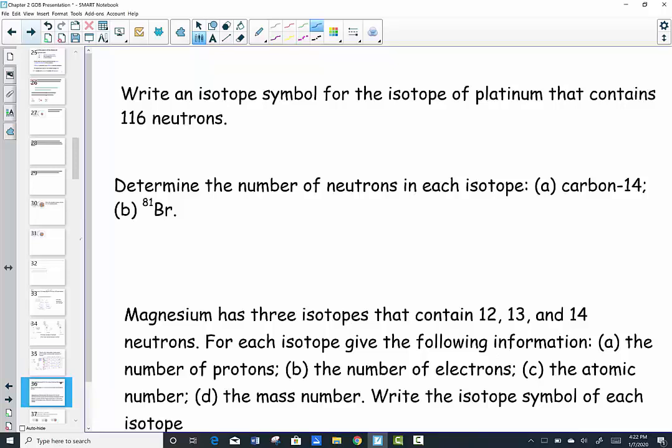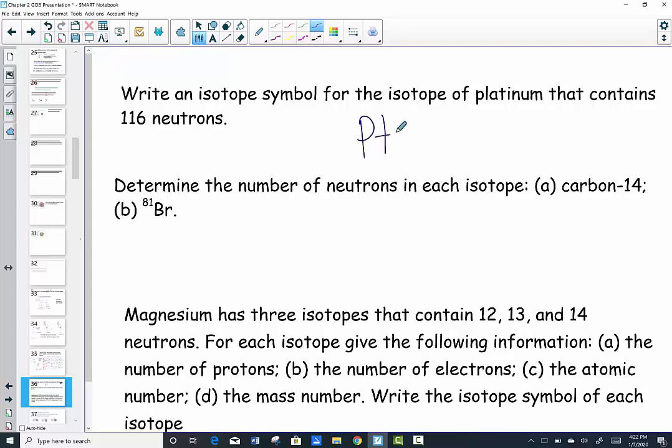What's an isotopic symbol for the isotope of platinum that contains 116 neutrons? All right, so we need the periodic table. Find with me the element platinum on your periodic table. It might be a hunt and peck, but you've got to find it. Platinum's kind of in the center. It's a transition element. Find nickel, palladium, underneath it is platinum. It has the symbol Pt.